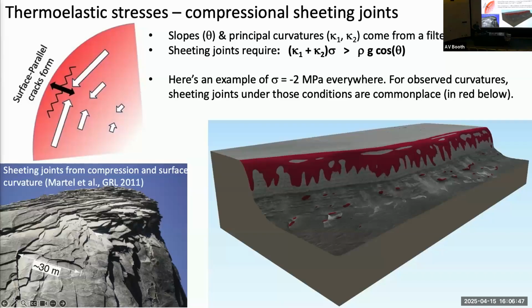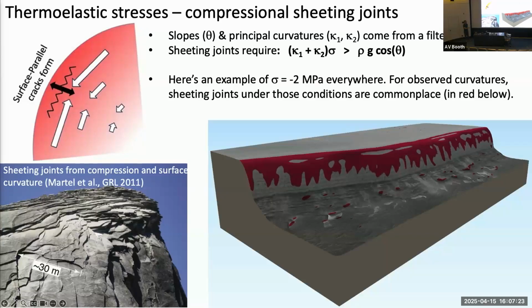So the strict criterion for forming those depends on that surface curvature and on the compressive stress. So you can measure the surface curvatures with these principal surface curvatures, capital K1 and K2. You have some sort of compressive stress, sigma, and if you can overcome the gravity adjusted for the slope, then you can basically form a surface parallel sheeting joint. So 2 megapascals in contraction was enough to fracture the ice.